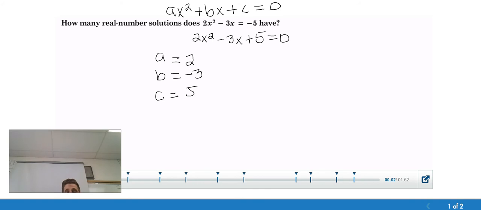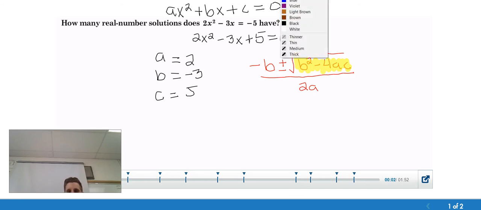Now, I don't need to do the whole quadratic formula, but let's just go ahead and write it out. Negative b plus or minus the square root of b squared minus 4ac, all over 2a. Now, the actual discriminant is just this part right here, so I don't need to solve any of the other pieces, just that piece.